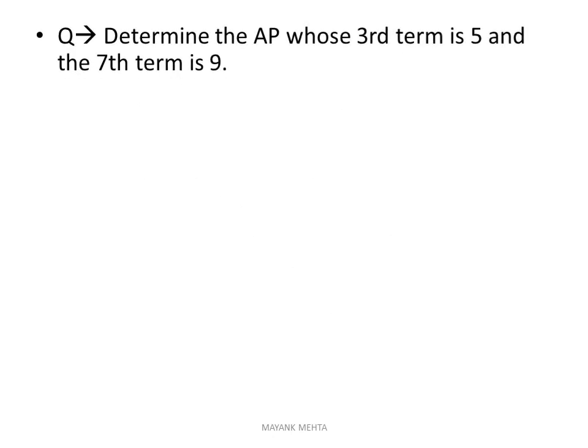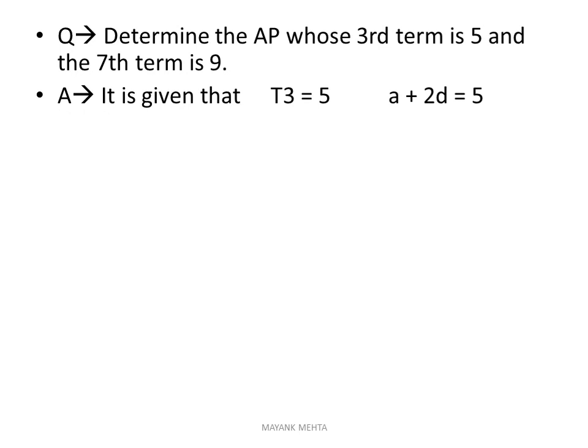Determine the AP whose third term is 5 and seventh term is 9. This is a very important question. That means here two terms are given and you will need to find the AP. So third term is 5 and seventh term is 9. It is given that third term is 5. That means A plus 2D is 5, because the nth term formula is A plus n minus 1 into D. So third term formula gives A plus 2D is 5, and seventh term is 9. That means A plus 6D is 9.